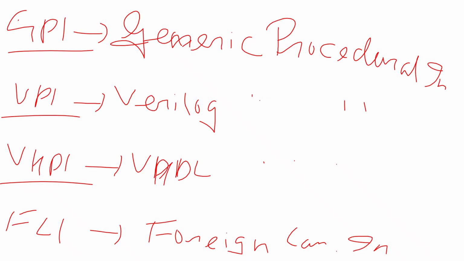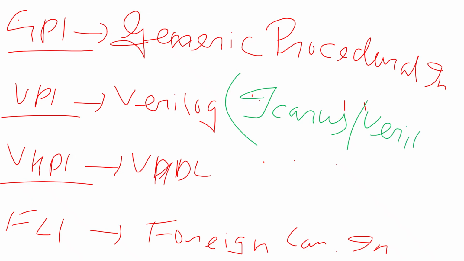And VPI is supported by Icarus and Verilator simulators. These are free and open source. Questa Sim and Xcelium VCS also support VPI, but generally for commercial simulators like Questa Sim, VCS and Xcelium, we use the FLI interface. Now let's see how they are linked to each other.